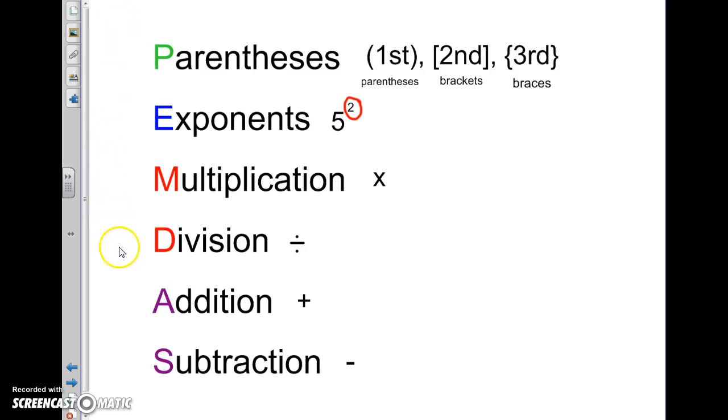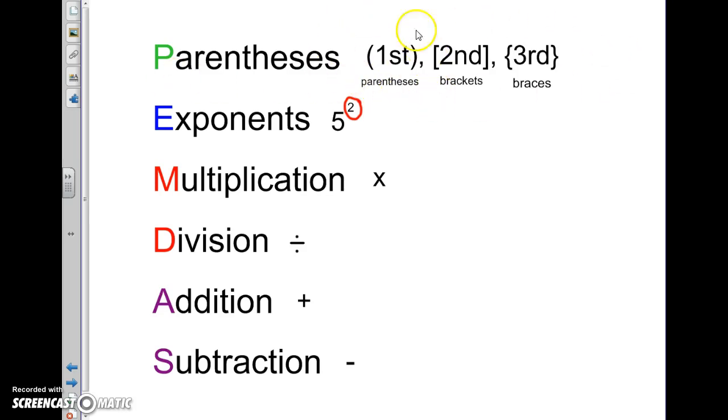So you'll remember PEMDAS. Another one that some people use to help remember is, please excuse my dear Aunt Sally. And what those stand for is, first, there's an order of things when we do operations and solve equations. So the first one is parentheses.